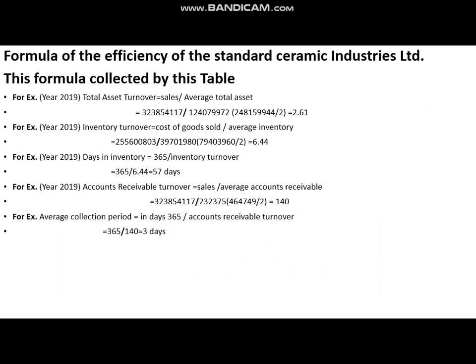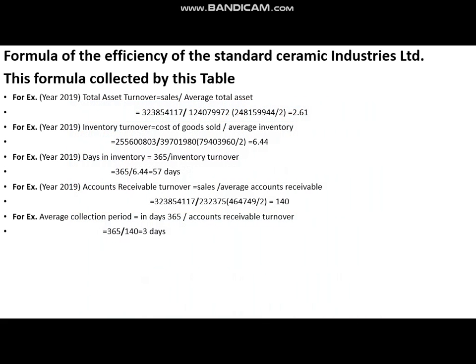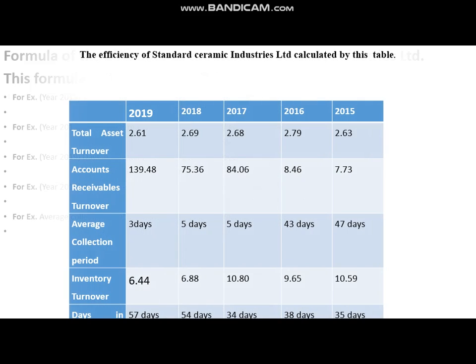For example, this is the table that is calculated by this formula. I go back to the formula. Total asset turnover equals sales divided by average total asset. Then inventory turnover, cost of goods sold divided by average inventory. Then days in inventory, that is 365 divided by inventory turnover. Then accounts receivable turnover, sales divided by average accounts receivable. Average collection period equals, in days, 365 divided by accounts receivable turnover. It is calculated by this formula.